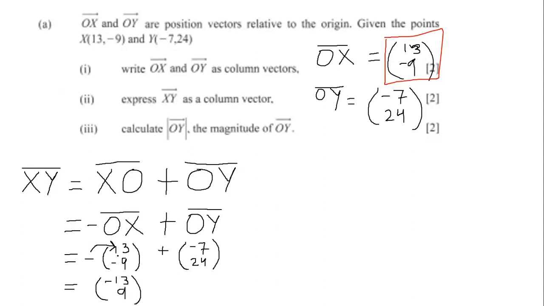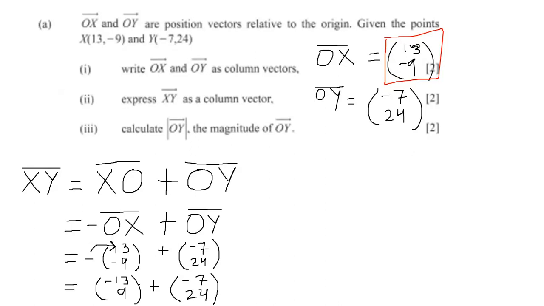So what we do, we multiply the negative 1 by these two entries, by the 13 and by the negative 9. And so now let's bring down our negative 7 and 24. Let's bring that down. And so we have negative 7 and 24. Okay, good. Now, all we have to do now is add these two vectors.